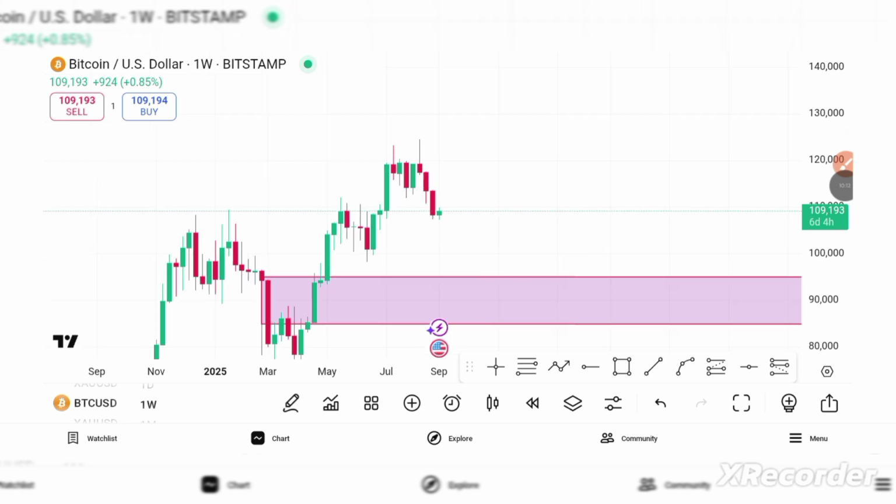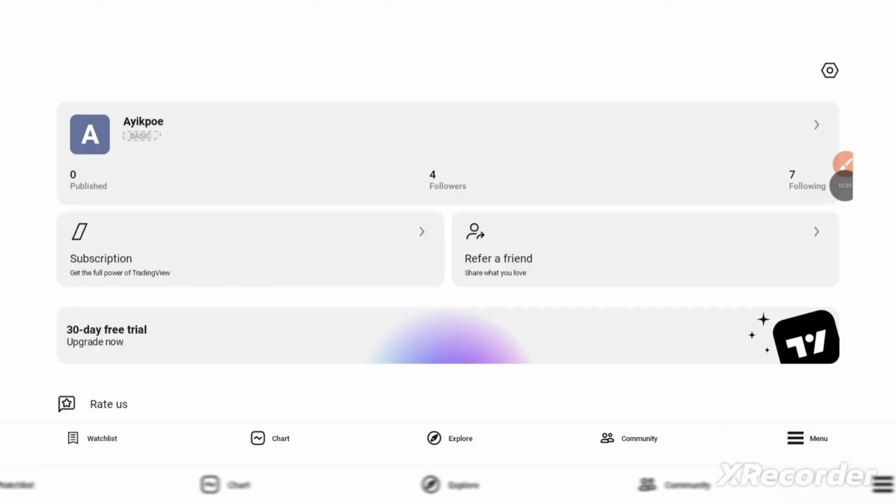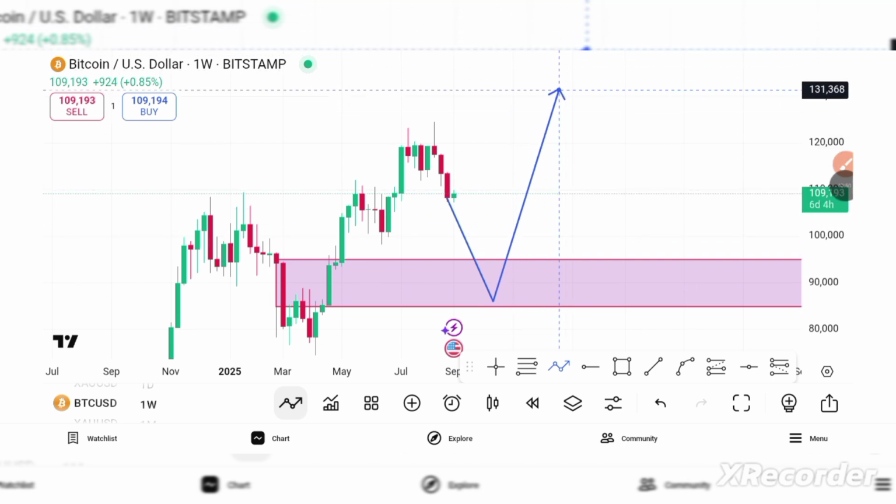In the weekly time frame, you will see that price has changed character. Price has changed some fake character in the smaller time frame, as if price is ready to go to the upside. But that is not it. Price is supposed to trade into this zone before giving us the trade to the upside.